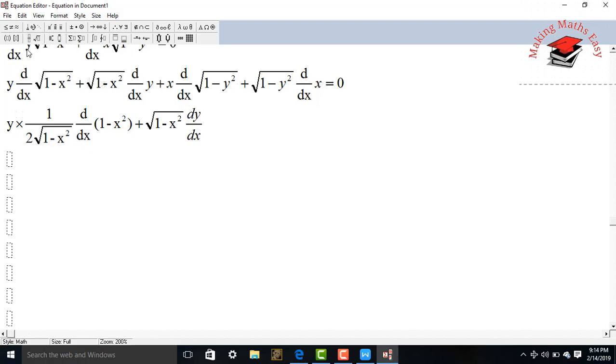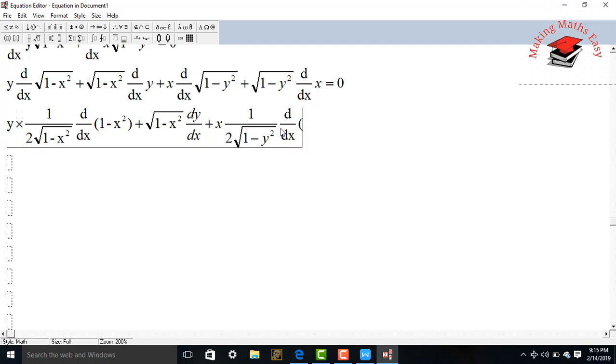So dy upon dx, and then plus x into the derivative of this function. The same property we have to use over here, 1 by 2 root x. So it will be 1 upon 2 square root of 1 minus y square into the derivative of 1 minus y square in this case. Remember one thing: when you are differentiating with respect to x, never use dy by dx, but when you are differentiating with respect to y, always use dy by dx in the particular function.